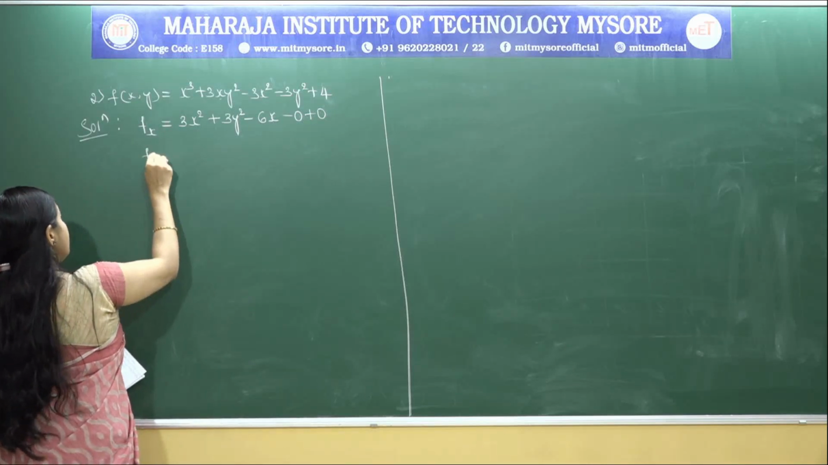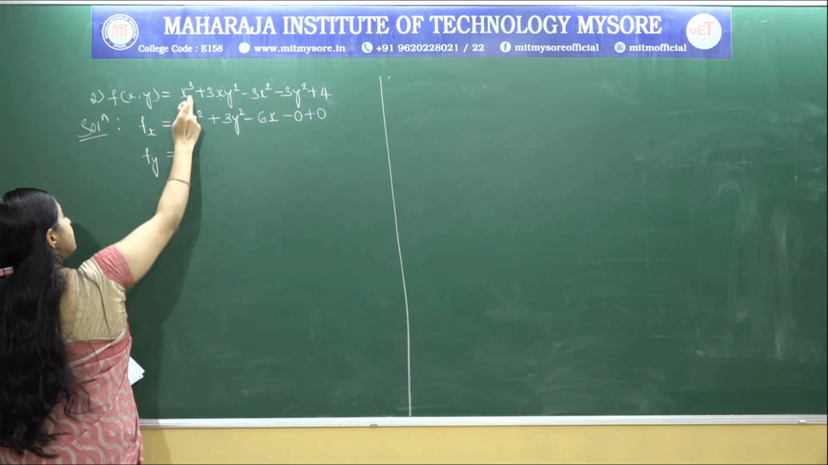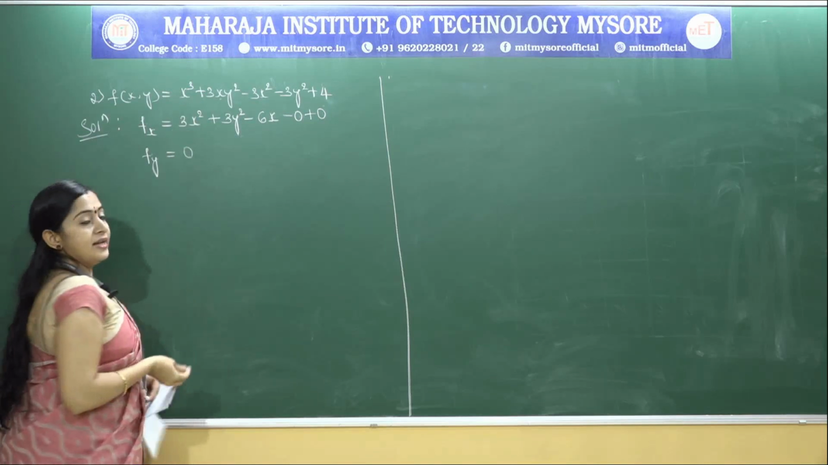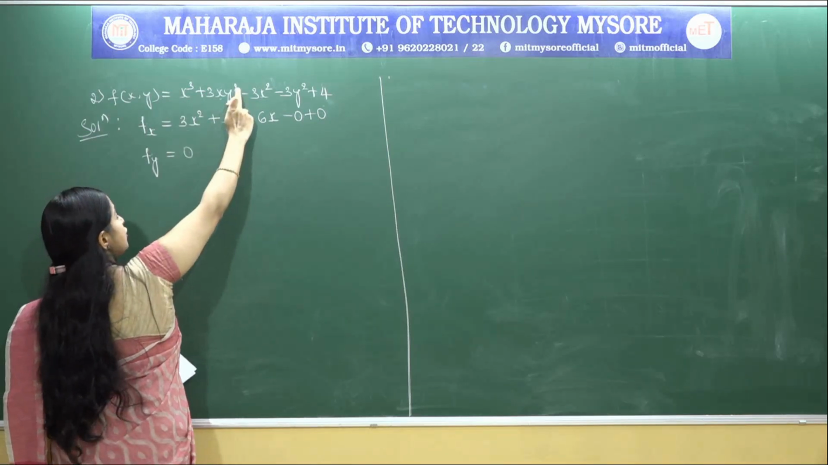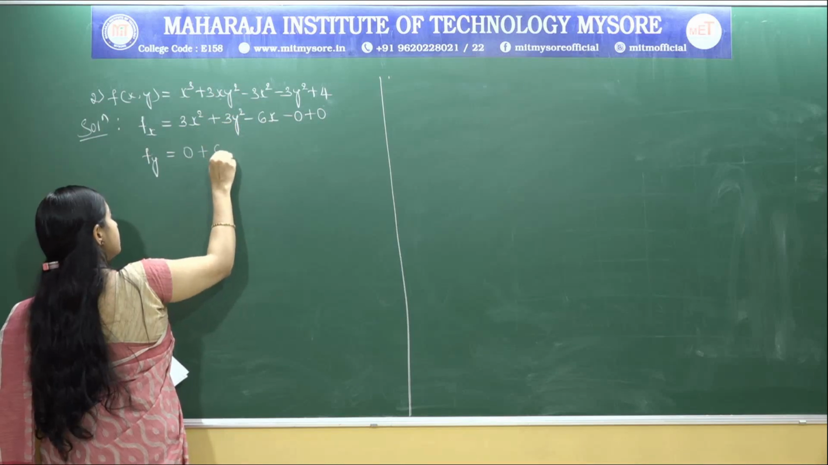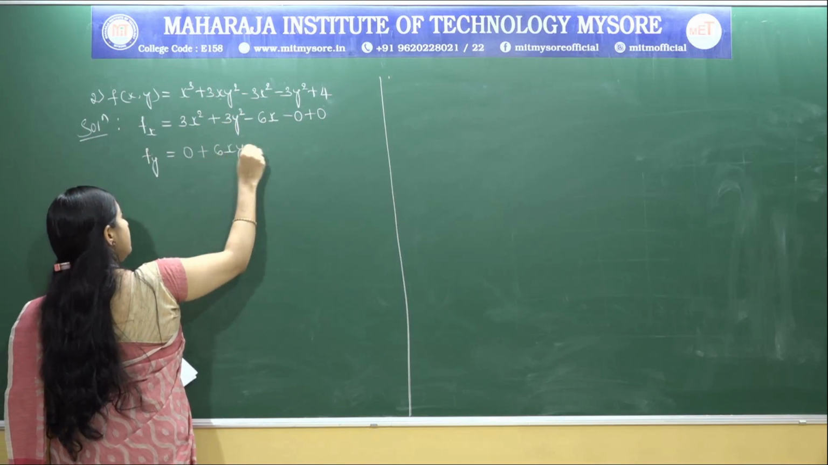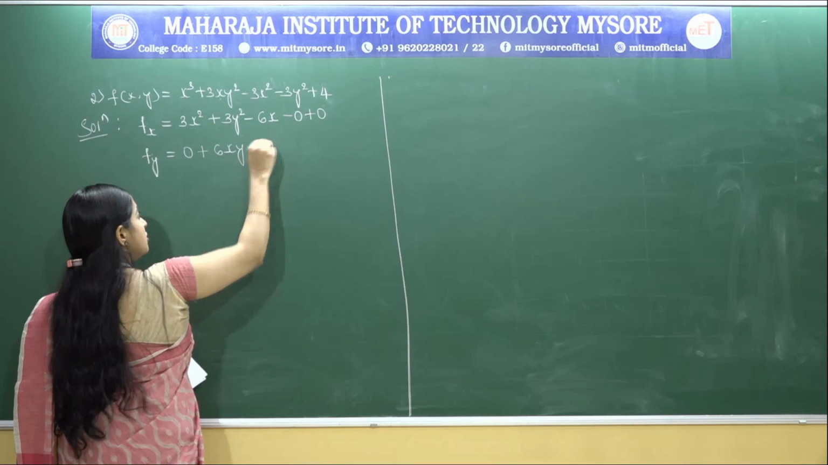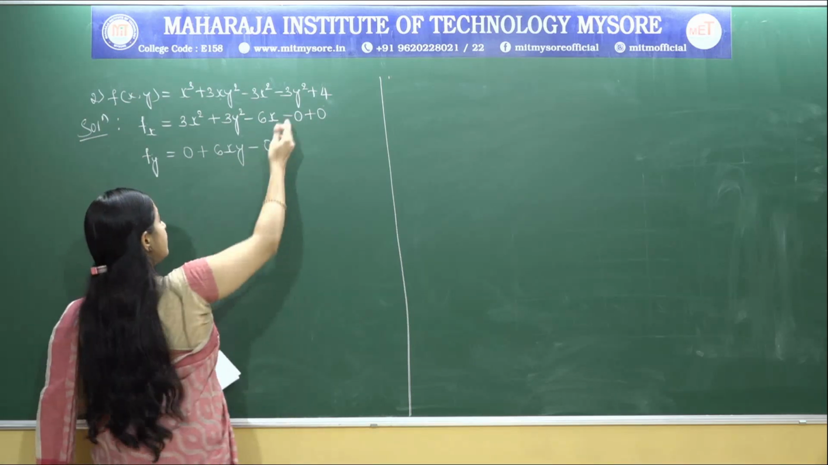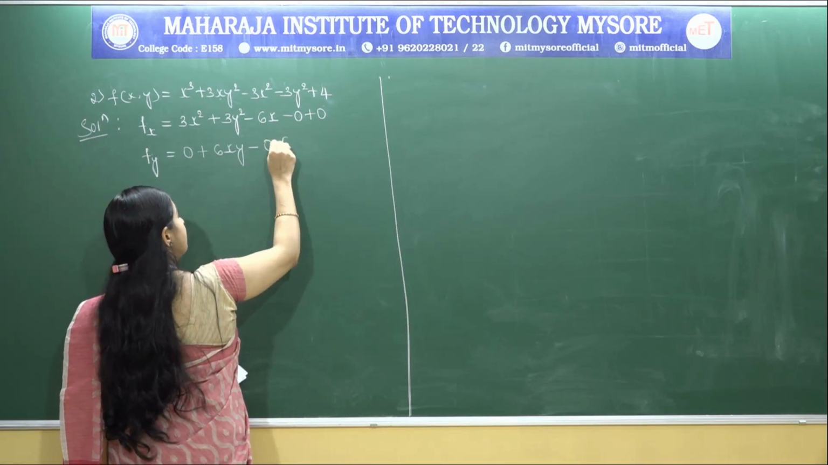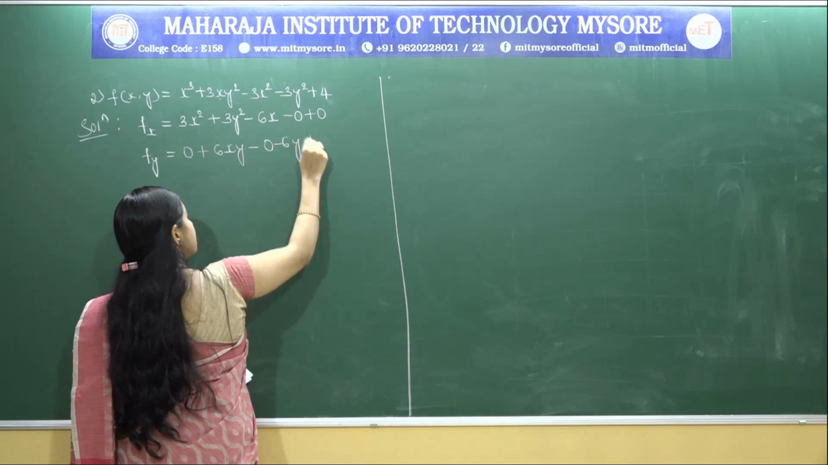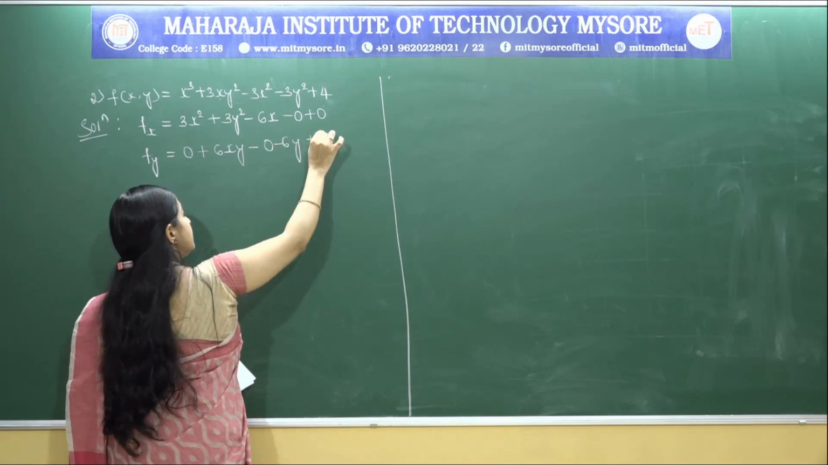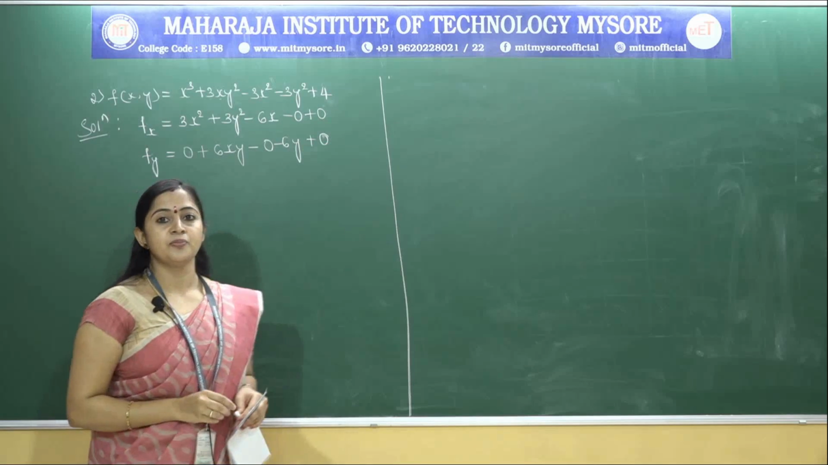Similarly, with respect to y, fy: the derivative of the first term is 0. Next, the derivative of y squared is 2y, multiplied by 3x, you will get 6xy. The derivative of x squared is 0, and the derivative of y squared is 2y, multiplied by 3, you will get 6y. And for the fourth term, the constant, the derivative is 0.